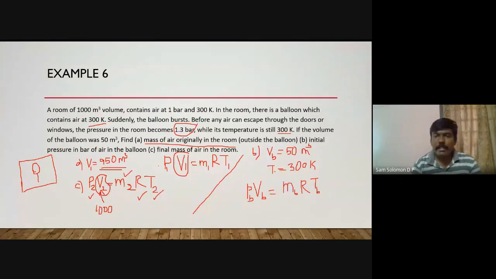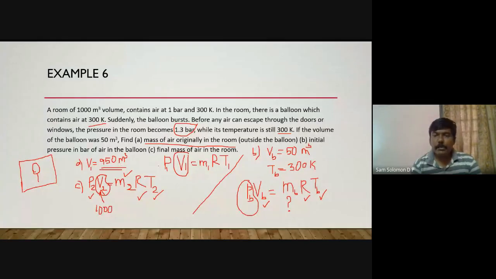Okay, and we want to estimate the value of the pressure. This is what we are going to find out. So it is simply MRT divided by V. This we know. VB is 50 meter cube, no doubt about it. R is 287. Temperature TB is 300 Kelvin. Do we know the mass of air inside the balloon? We do not know. That is what we will be estimating from subdivisions A and B.